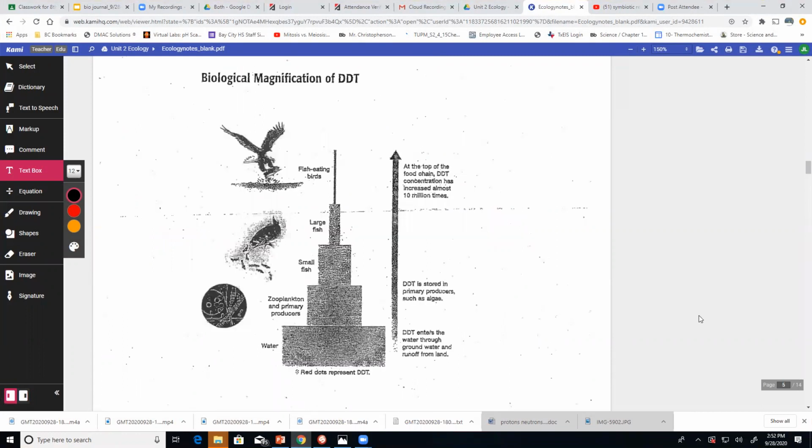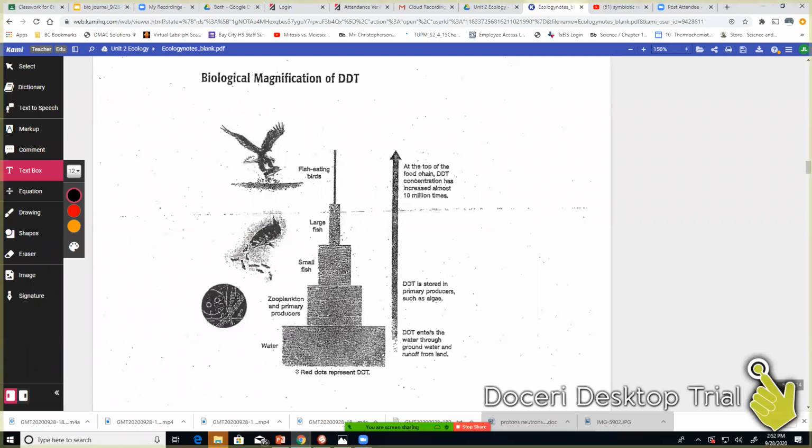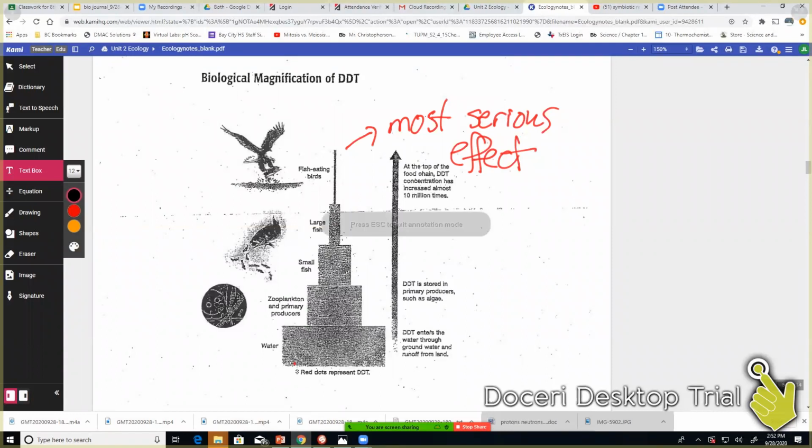So if we look at these diagrams here, and it's kind of hard to see, but the red dots represent the DDT, which is a type of pesticide that can be very dangerous. But up here at the top, this is where we're going to see the most serious effect. It starts here in the water, and the zooplankton eats that, and then it continues up to the eagle, which may be the one that actually has the most effect from that.